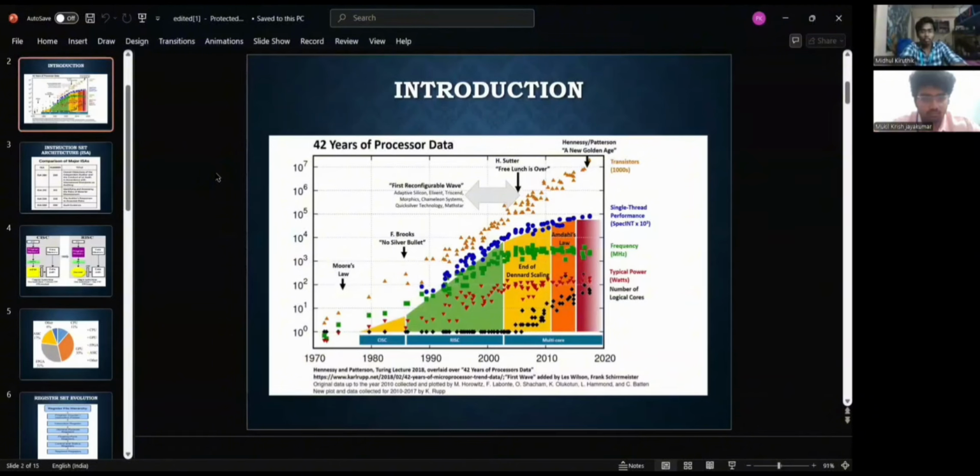Let's begin with Mukil, who will explain how instruction set architectures have evolved to meet these new challenges.